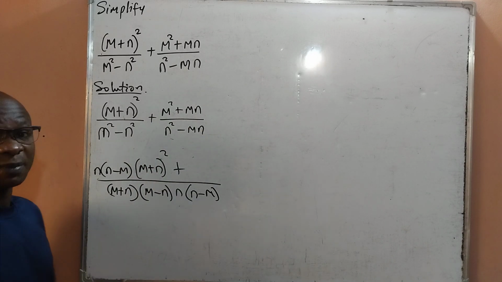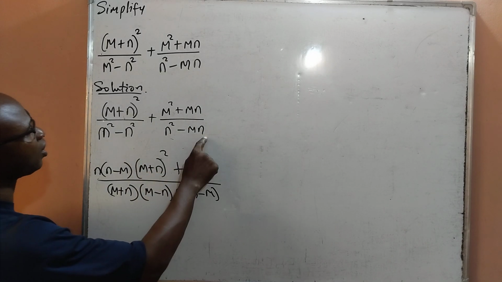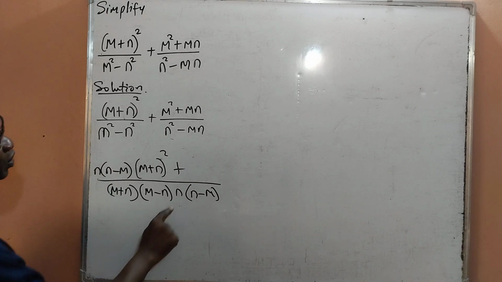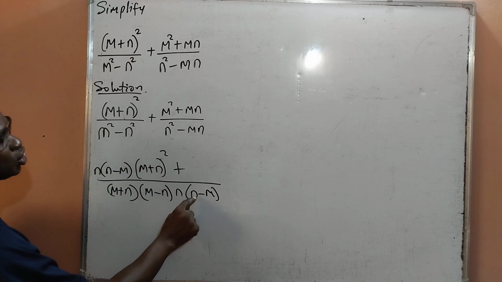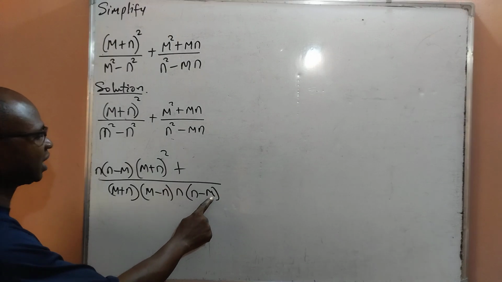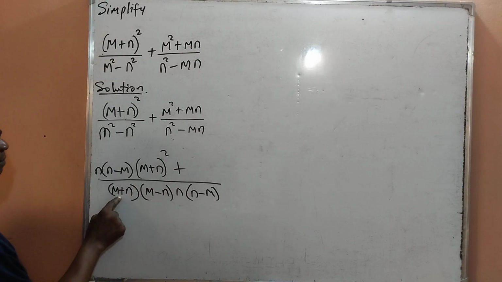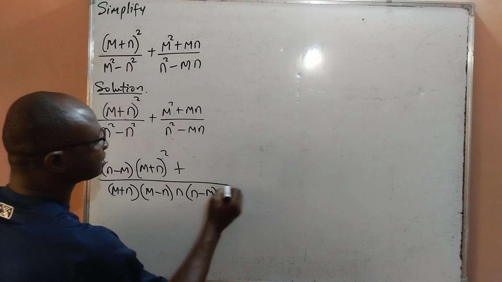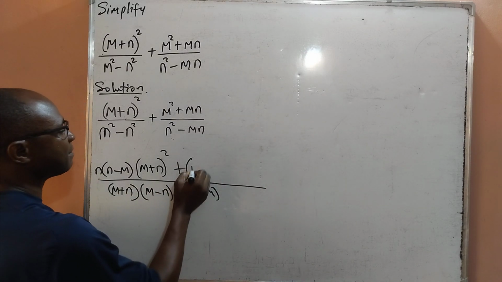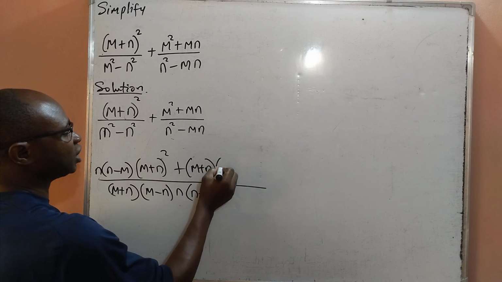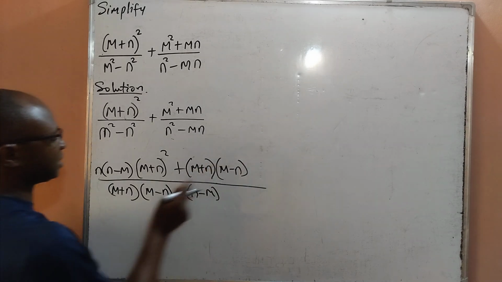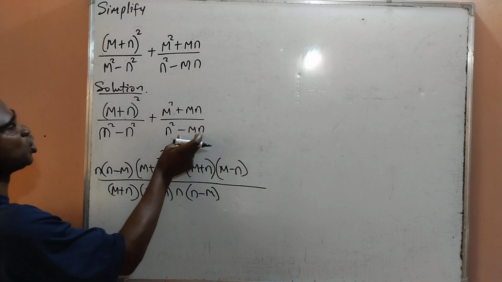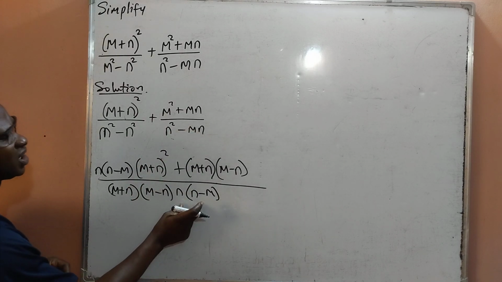Going into the second expression, I will use the denominator to divide the LCM. When that happens, it will cancel out n into (n minus m), leaving me with (m plus n) into (m minus n). So I put it down, which is (m plus n) into (m minus n). That is what is left after the division is taken, that is using the denominator to divide the LCM.